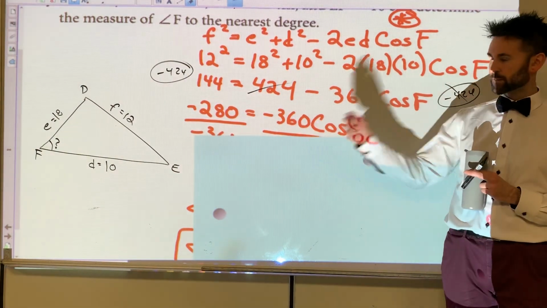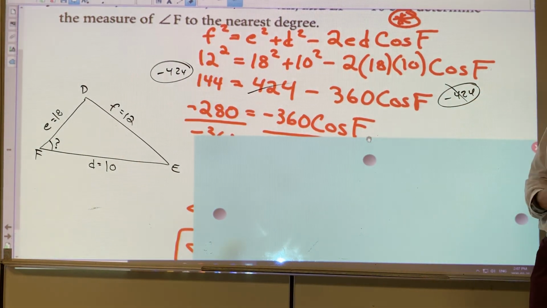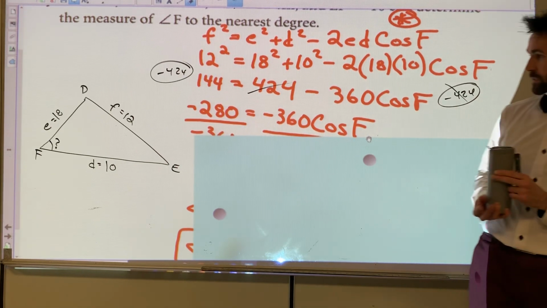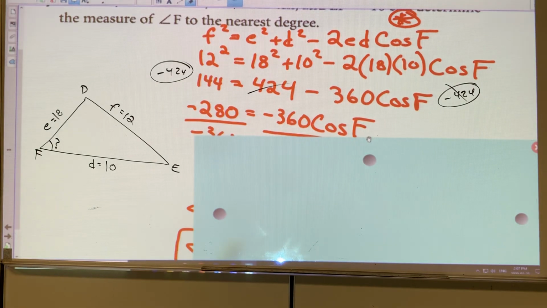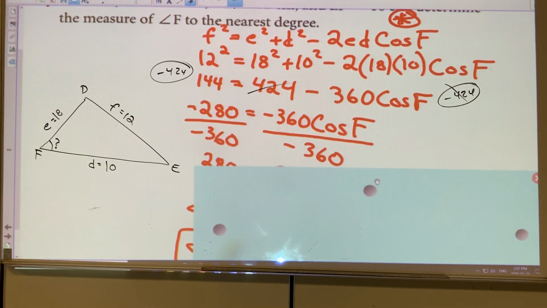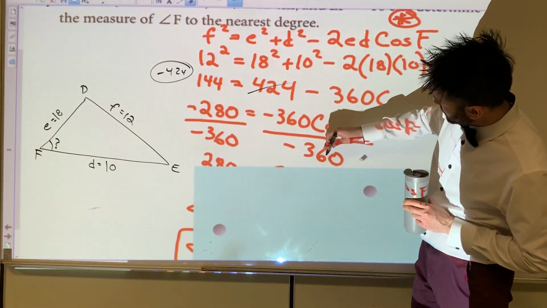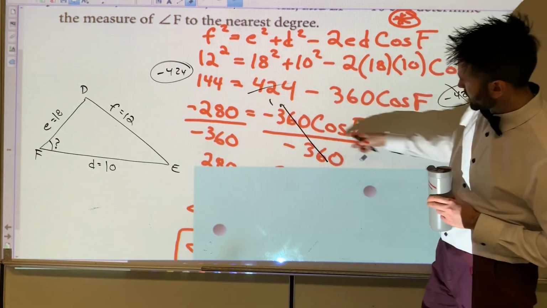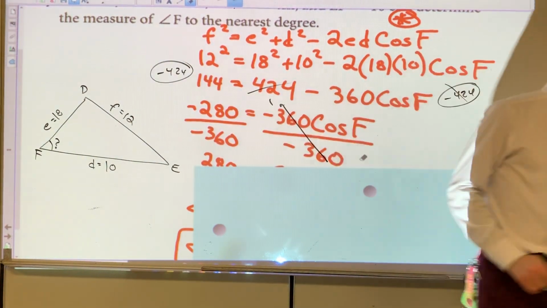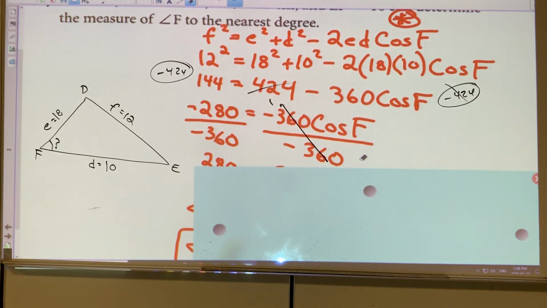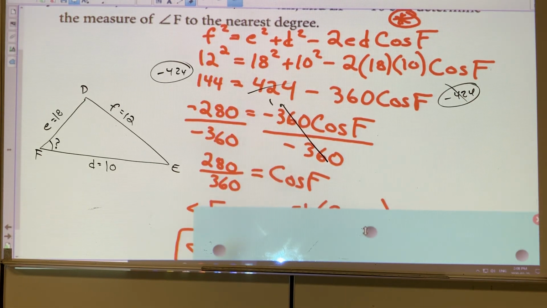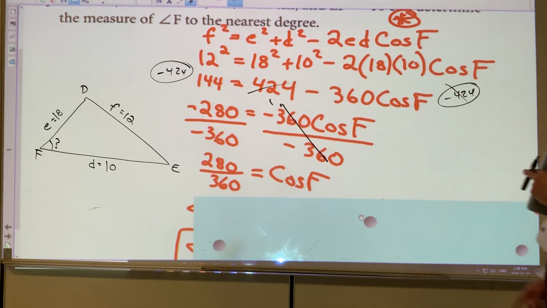How do you get rid of the coefficient? You divide by negative 360 on both sides. So on this side, negative 360 divided by negative 360 will divide out to positive 1, and I just have cos F. Over here, you can get rid of the negatives, since you have a negative on the top and on the bottom. So I just have 280 over 360 equals cos F.